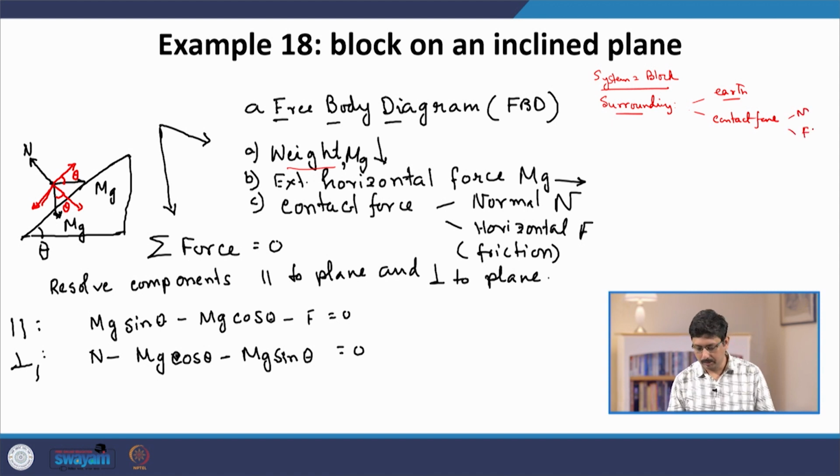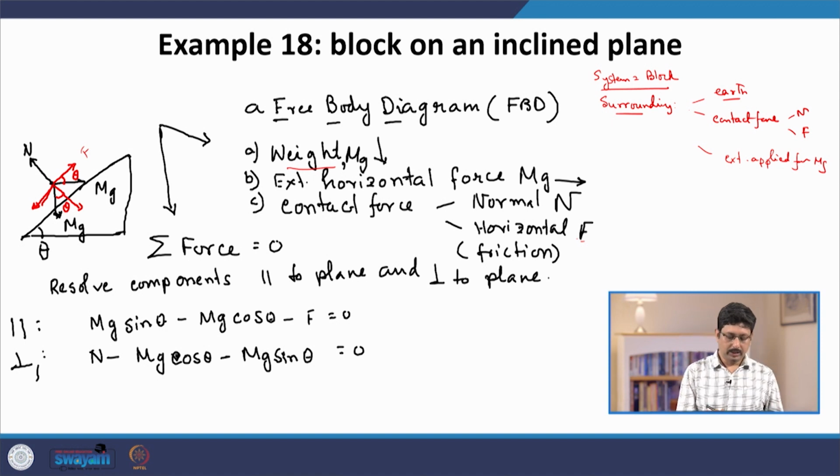I am going to use the notation of capital F for friction. As shown in this figure, N is in the direction normal to the inclined plane, and the component F is in the direction parallel to the inclined plane. And then, as given in the problem, there is an external force, which also happens to be equal to mg.